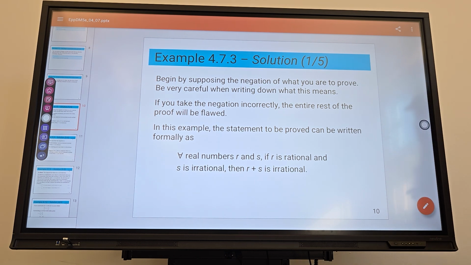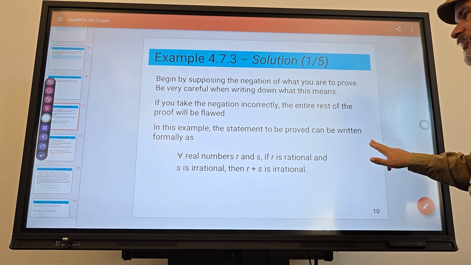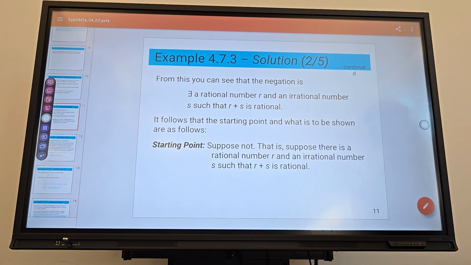In this example, the statement to be proved can be written formally as: for all real numbers r and s, if r is rational and s is irrational, then r plus s is irrational. The negation of a universal statement is an existential statement. So the negation is: there exists a rational number r and an irrational number s such that r plus s is rational.